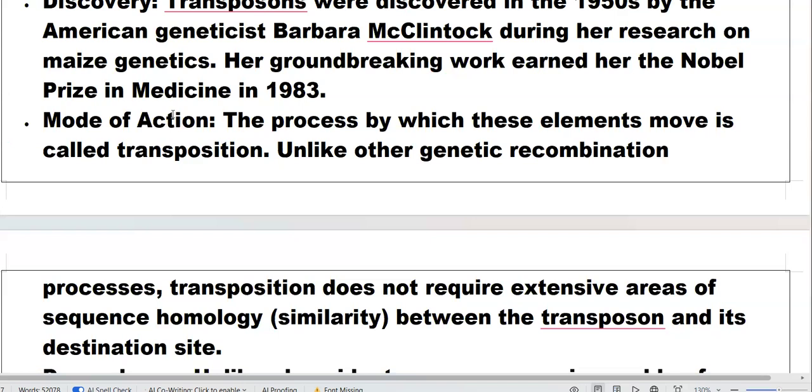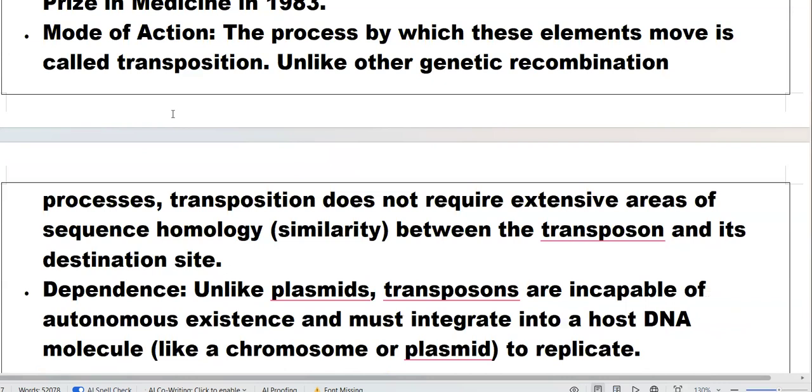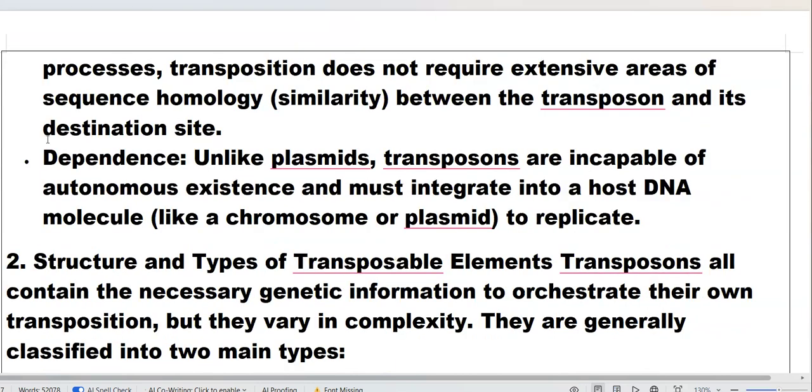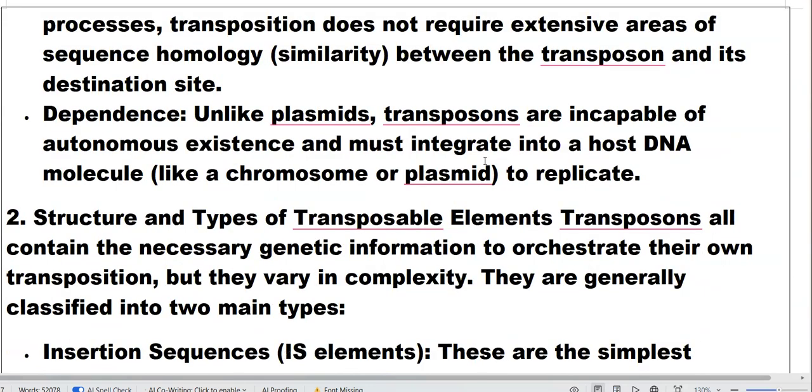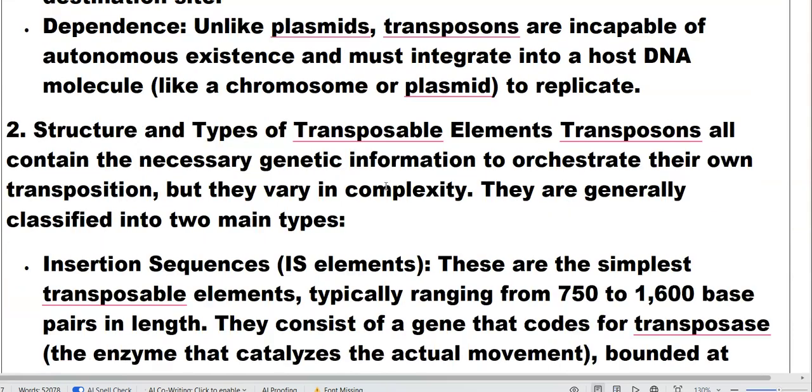Mode of action. The process by which these elements move is called transposition. Unlike other genetic recombination processes, transposition does not require extensive areas of sequence homology, similarities between the transposon and its destination site. Dependence. Unlike plasmids, transposons are incapable of autonomous existence and must integrate into a host DNA molecule like a chromosome or plasmid to replicate.